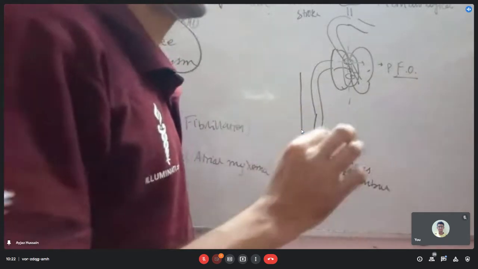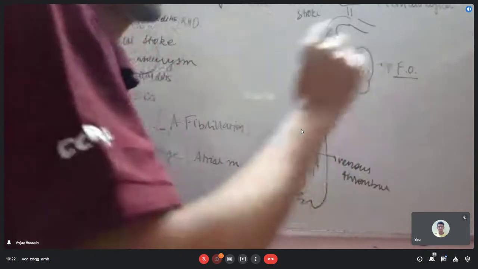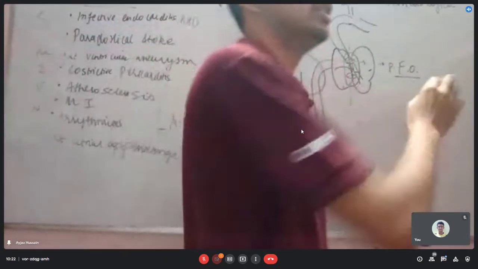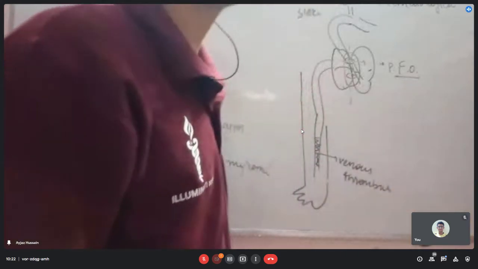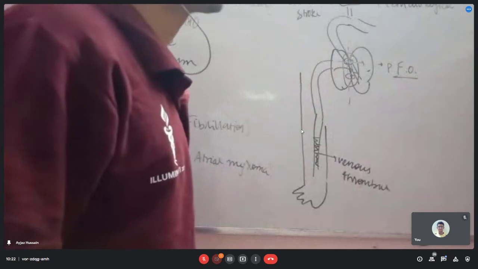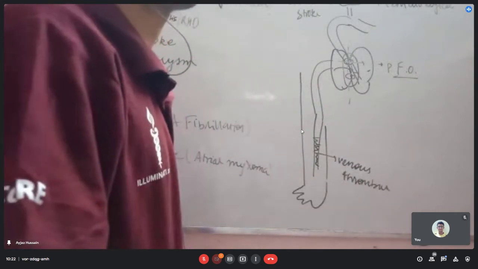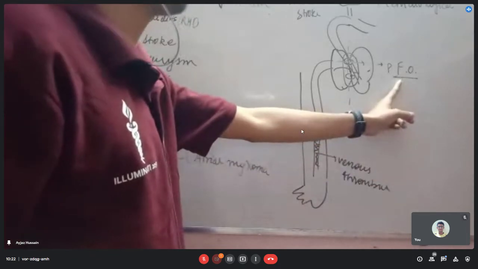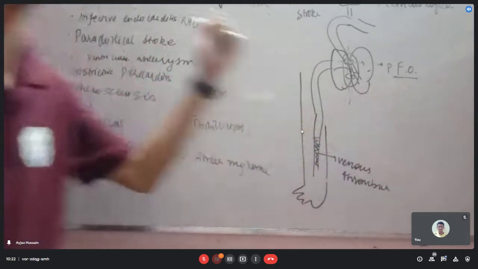Especially, make a note of this, put a star over there, and write it. Patent foramen ovale is a reason for stroke in young. So any stroke that occurs in a patient aged less than 40 years is said to be stroke in young. And they'll ask you what are the causes of stroke in young. So one of the causes of a stroke in young is a patent foramen ovale, also called a paradoxical stroke.